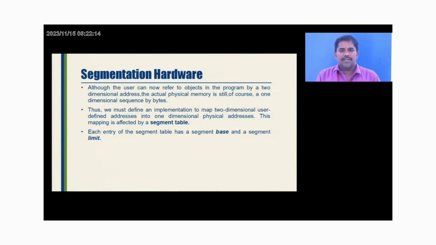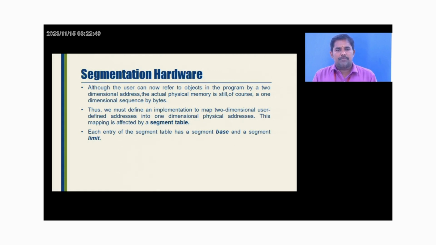Segmentation hardware. The user can now refer to an object in the program by a two-dimensional address, but the actual memory is physical memory, as we know, and then logical memory. We must define an implementation to map the two-dimensional user-defined address into a one-dimensional physical address. So simply, we need a mapping. We store content in physical memory at a physical address, and the system also assigns a logical address. We need to interconnect them.